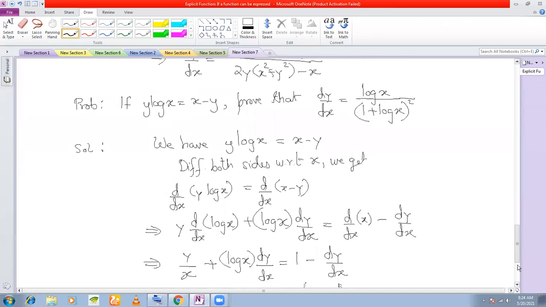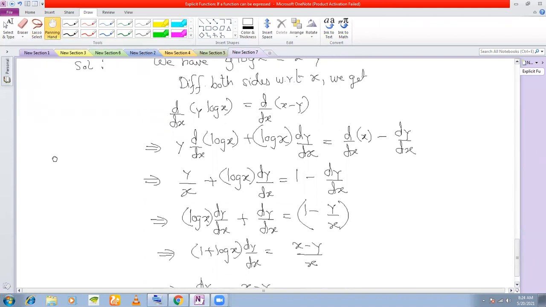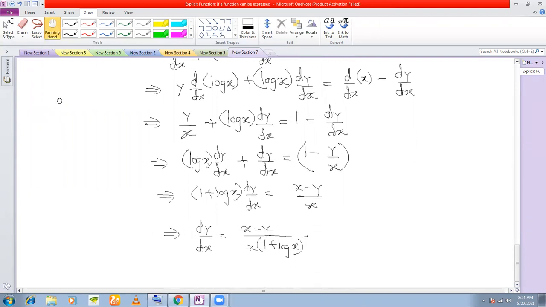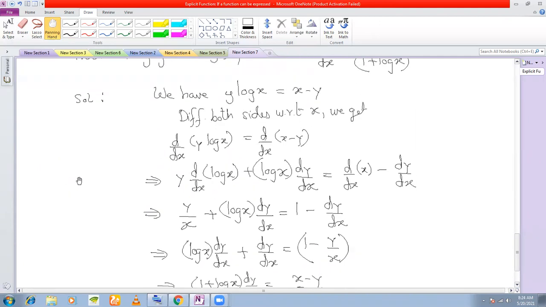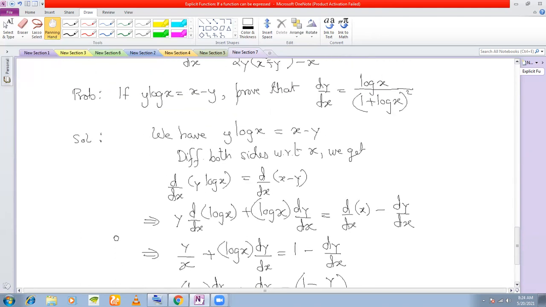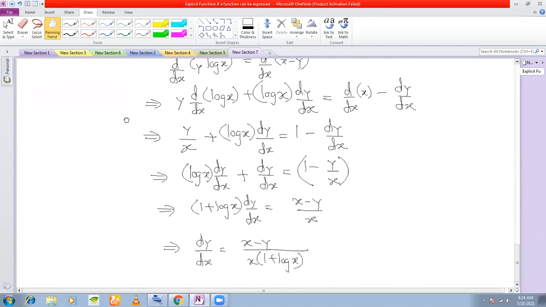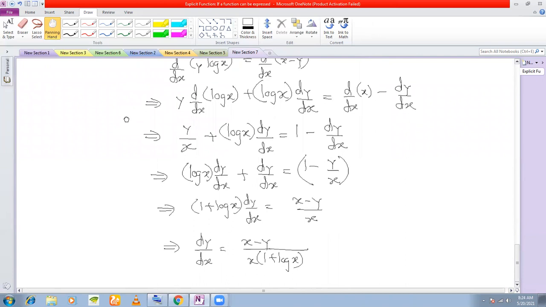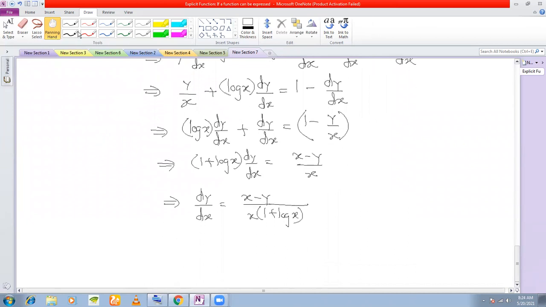1 plus dy/dx is 1 plus log x whole square. Okay, 1 plus log x whole square. So I think I have to put a value of y also somewhere here. There has to be a y. Okay, here is the y.